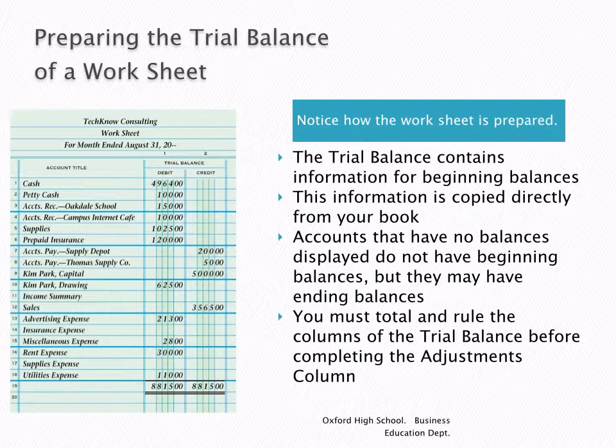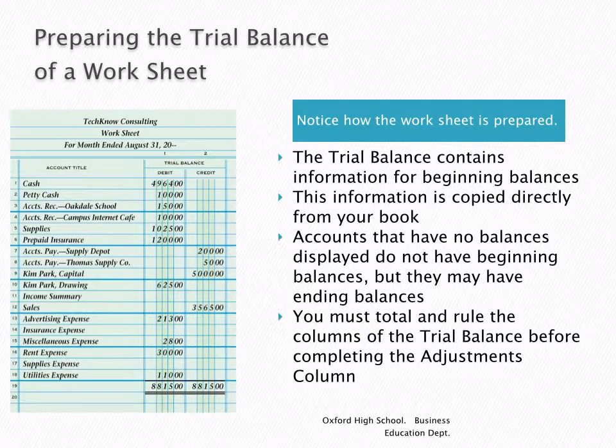It is very important that you understand what the trial balance column of the worksheet is. The trial balance column of the worksheet holds the beginning balances for each account, as you see on your screen. Cash has a beginning balance of $4,964, as Kim Park Drawing has a beginning balance of $625. All of the balances in the trial balance are balances at the beginning of the month of August, since this worksheet is dated at the end of August.